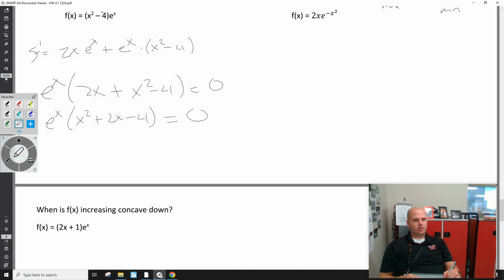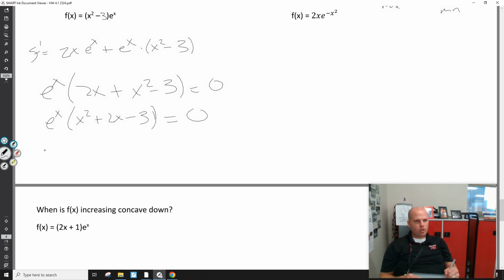You probably got to this and you're like, what do I do here? Use the quadratic formula? I won't do that to you. I'll give you problems where it is factorable. There we go. So I would write this as x plus 3 times x minus 1.